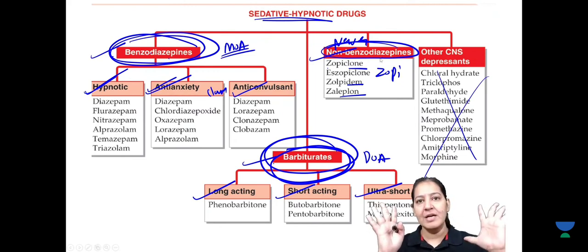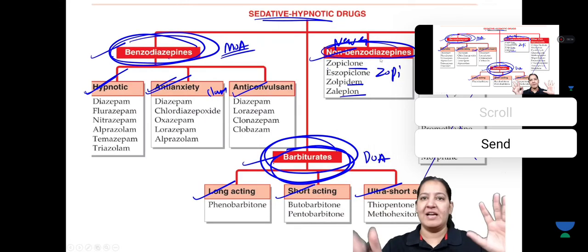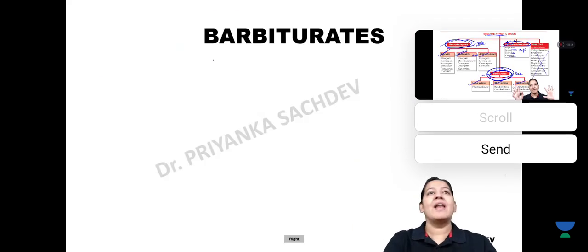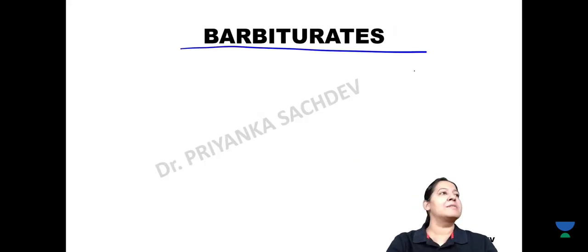Shall I start? Shall I start my chapter? This is the complete classification. Let me start with barbiturates. Give me a thumbs up. Pratyaksha, Lavanya, Tej, can you see me? Can you hear me? Everyone who is live, give me a thumbs up.